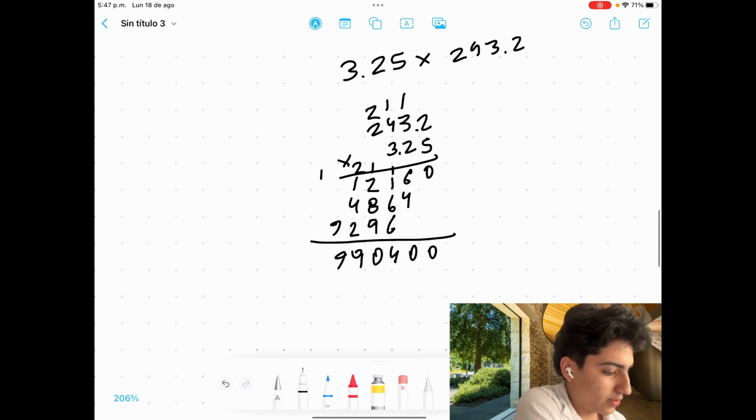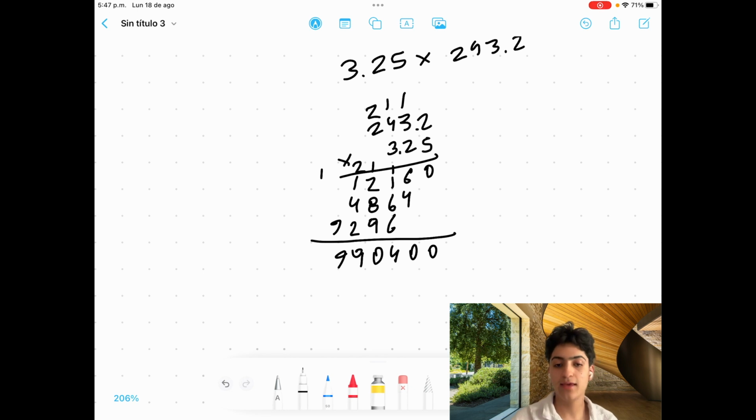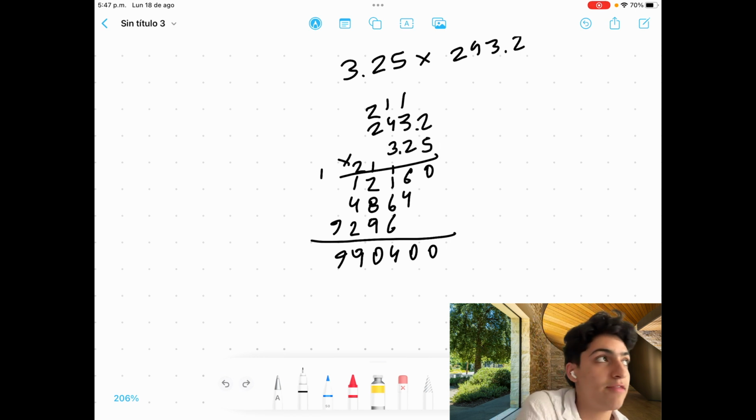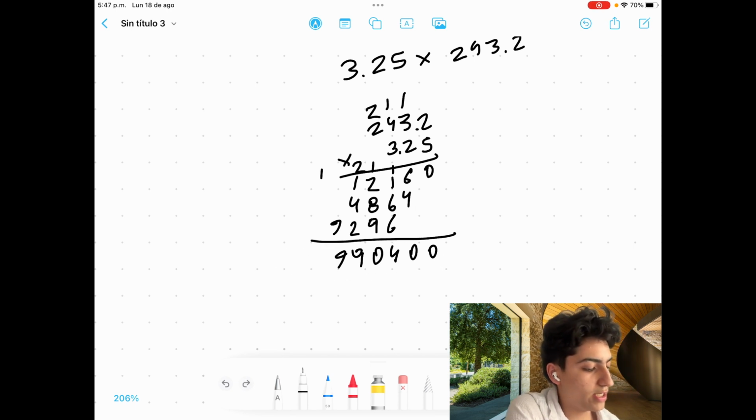So there you go. This is the result that we have. And now the key distinction here is that we need to count the decimal places of both values, of both factors. In this case, 1 in this value, and 1, 2 in this other one. That means 3 decimal places in total, and that means the result is going to have 3 decimal places. So in this case, that means 1, 2, 3. So the decimal point now goes here, and the result is this.